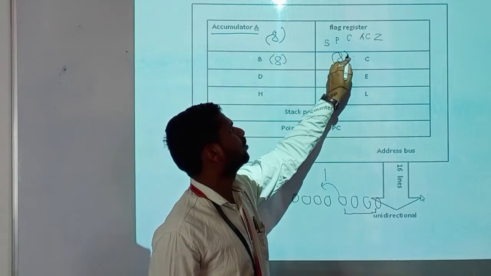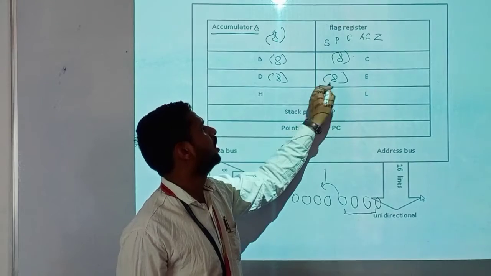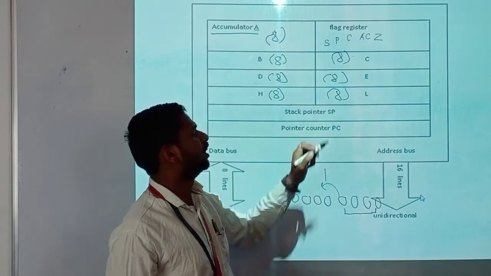It is similar to the C register. D is 8-bit. E is 8-bit. H is 8-bit, and L is 8-bit.